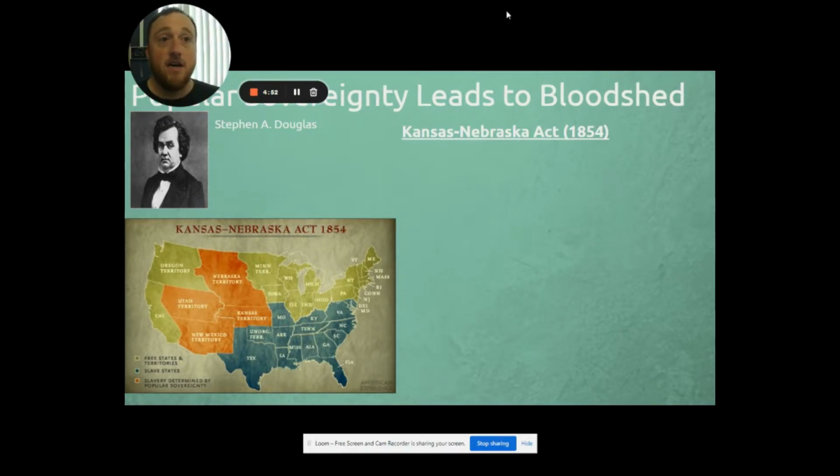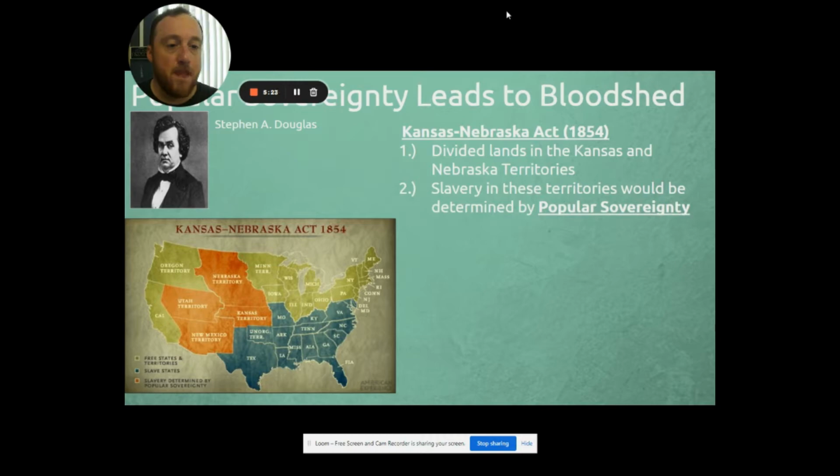So we have 2 new territories that we need to talk about. We divide lands in the Kansas and Nebraska territories. We have these territories already. These are the territories that are part of the Louisiana Purchase. They were first part of Missouri territory. Once Missouri became a state, it broke away and became the Kansas and Nebraska territories. So the first thing is that it divides the lands in Kansas and Nebraska, so we're dividing up what the borders of these territories are going to be.